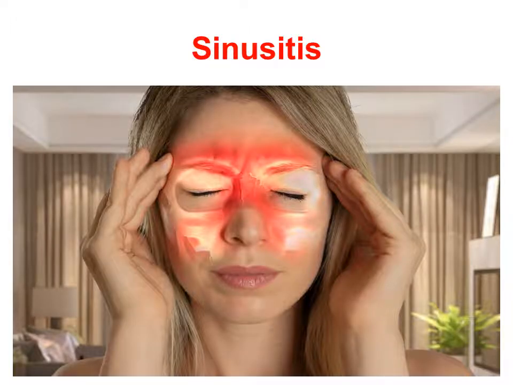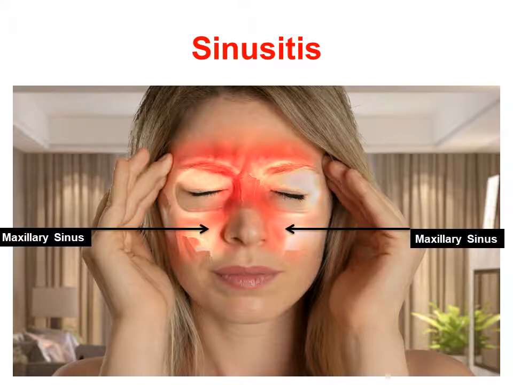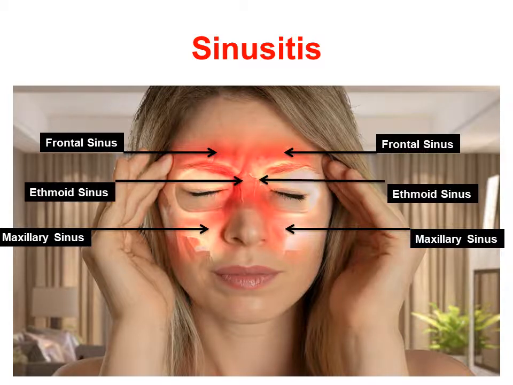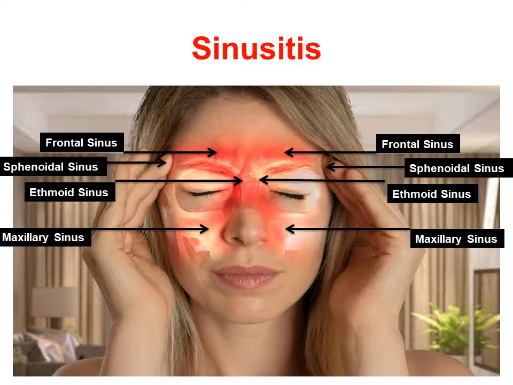Depending on which sinus is involved, pressure and pain is experienced there. For example, if mucus accumulation is in the maxillary sinus, then pressure and pain is felt near our cheeks. If mucus accumulation is in the frontal sinus, then pressure and pain is felt in the forehead and along the eyebrows. If mucus accumulation is in the ethmoidal sinus, then pressure and pain is felt in between the eyes. If mucus accumulation is in the sphenoidal sinus, then pressure and pain is felt at the sides of the head.